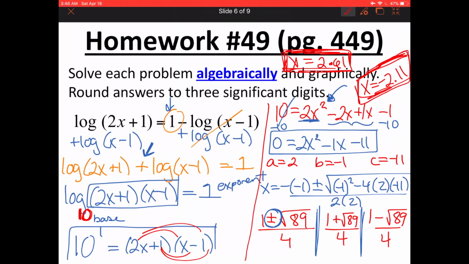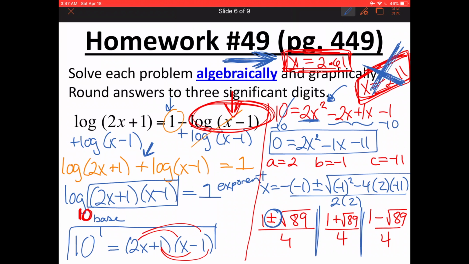Now, don't forget, guys, we still have to go back and see what would work. If I'm taking the log of x minus 1, if I plug in a negative number, I'm going to be taking the log of a negative number, and that's not allowed. So that means this x equals negative 2.11, that's not a real answer. Okay, guys? So the only answer to this problem would be x equals 2.61. And I hope that makes sense. I hope you guys are seeing why some of these answers aren't appropriate for the problem.